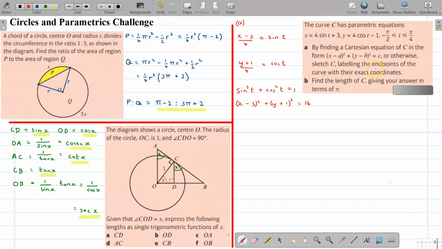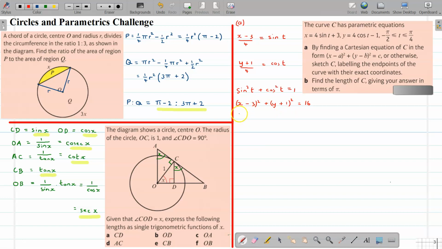Sketch C, labeling the endpoints of the curve with exact coordinates. Now, to do this, I need to look at what happens with these parameters. The range given is minus pi by 2, which is like minus 90 degrees, up to 45 degrees, or pi by 4. Okay, so what I do is I take the two limits.